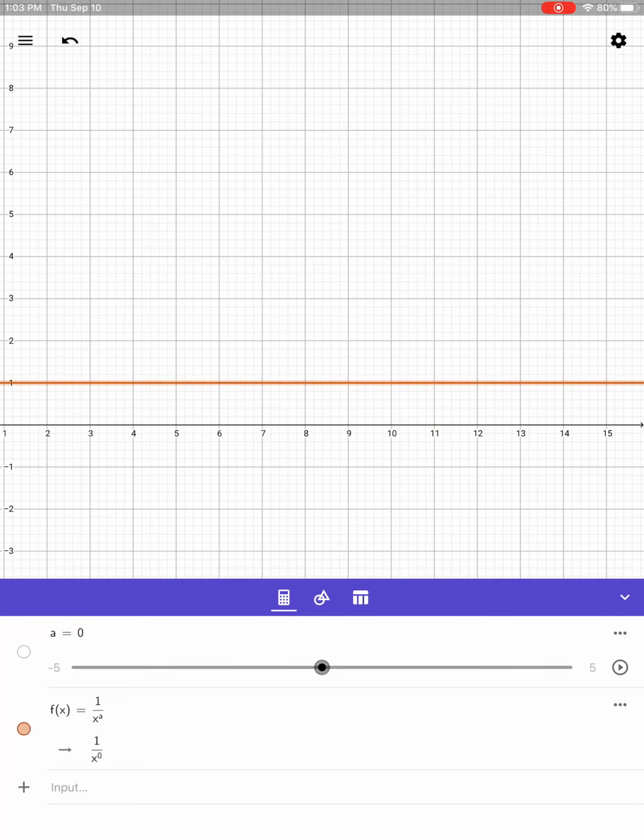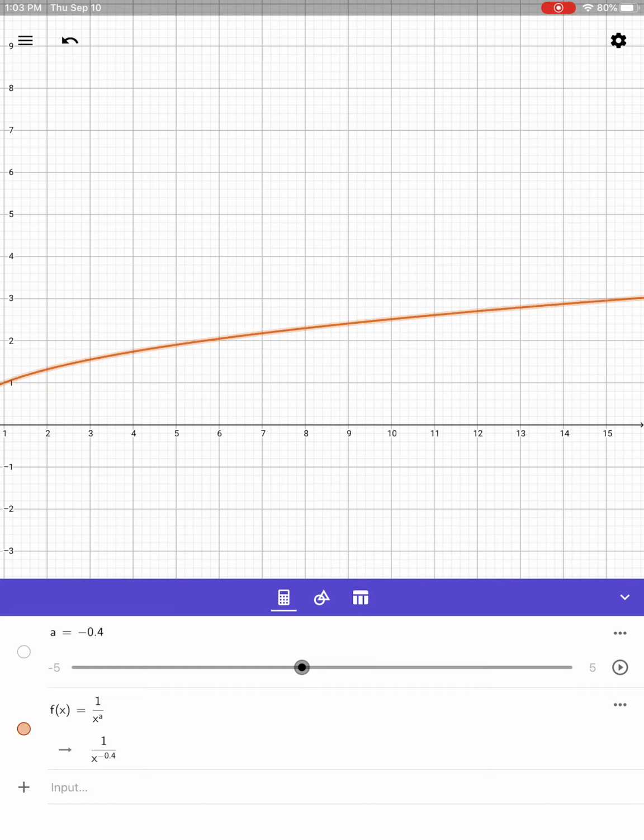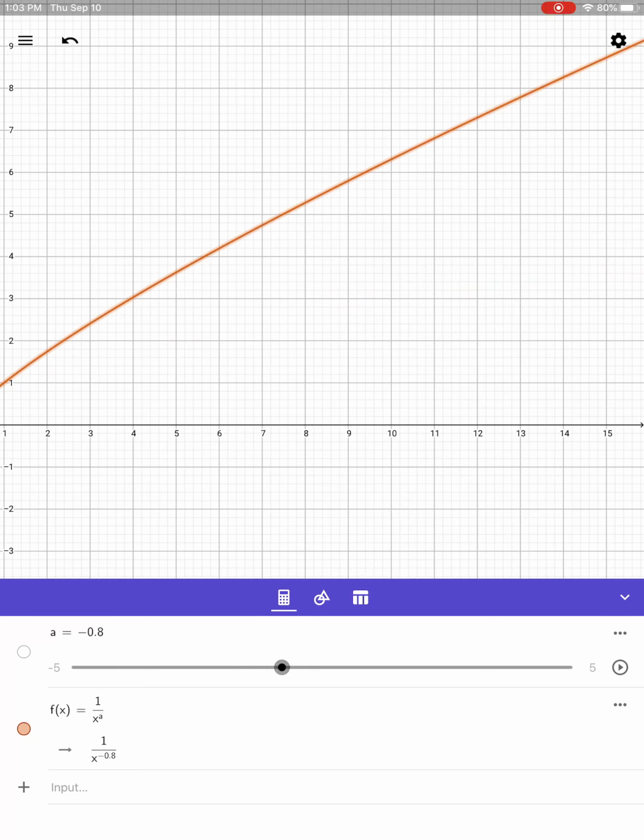But if a is less than 1, then it switches. So x to the negative 1, 1 over x to negative 1 is the same as x, and we see how as it goes the other direction, it becomes unbounded, right? This orange line is going to go on forever, so we get an infinite area between. So that was from 1 to infinity.